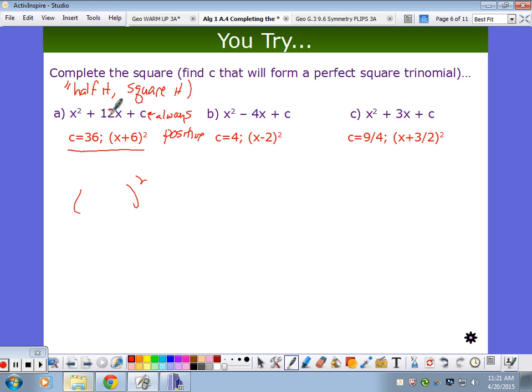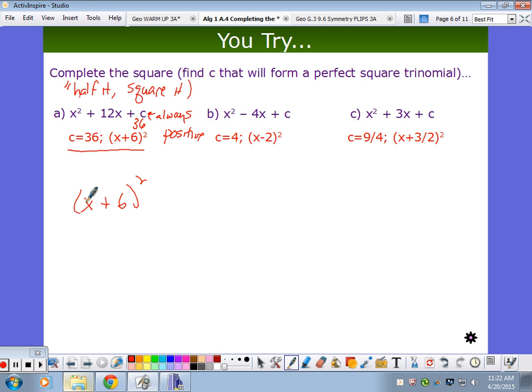Yeah. Half of 12 is 6. 6 squared is 36. So take the square root of the x squared, take the square root of that, that's a plus. Or you just look at the middle term over 2, which is plus 6. You are factoring that. You're basically factoring that guy.